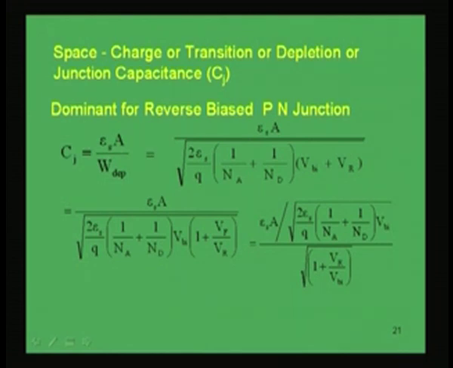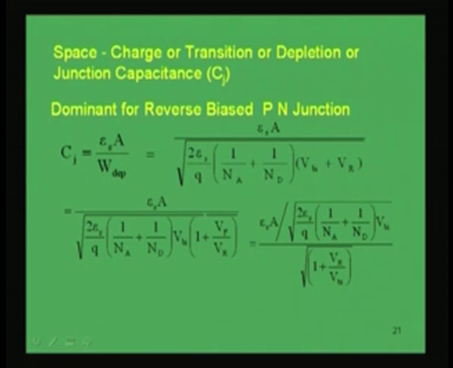That means it is given by εS, the permittivity of silicon, A is the cross-sectional area of the junction, which is of course perpendicular to the plane of the paper, and W_dep is the depletion layer width. So, if I substitute these values, I already know what W_dep is.